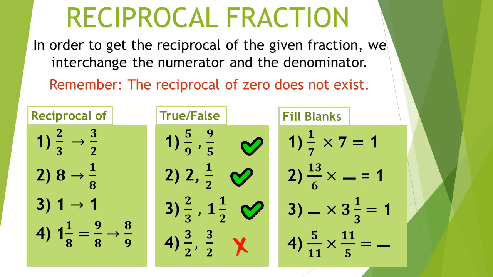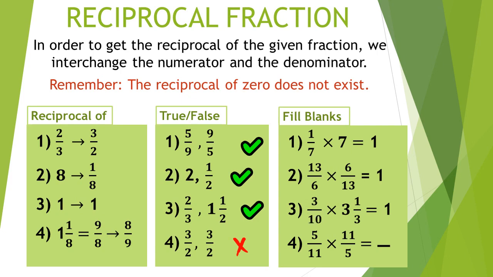Question number 2. 13 upon 6 multiplied by dash is equal to 1. What do we have to write here? Yes, 6 upon 13. Question number 3. Dash multiplied by 3 1 upon 3 is equal to 1. See, 3 1 upon 3 is a mixed number. So first we convert it into an improper fraction. How? Let's see. 3 3s are 9 and 9 plus 1 is 10. So the fraction is 10 upon 3. And the reciprocal of 10 upon 3 is 3 upon 10. So the answer is 3 upon 10.